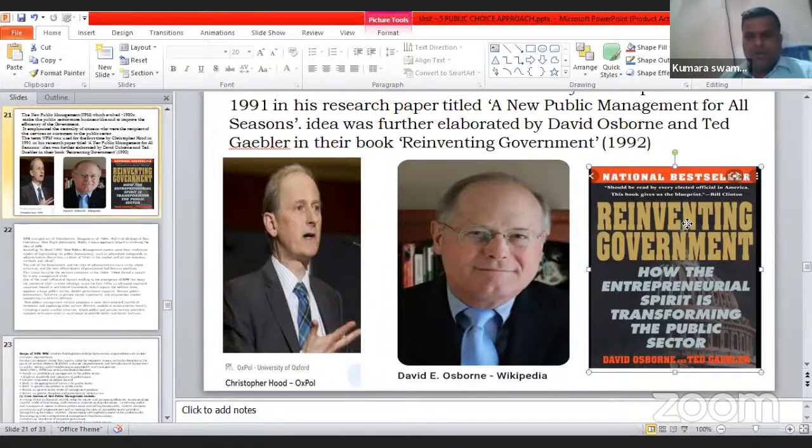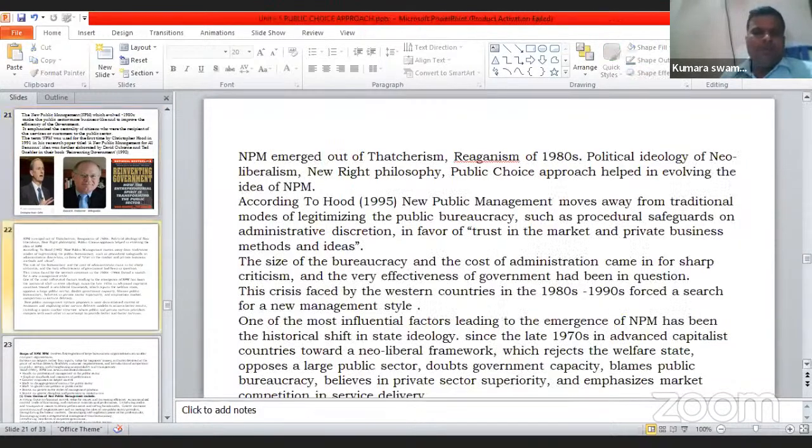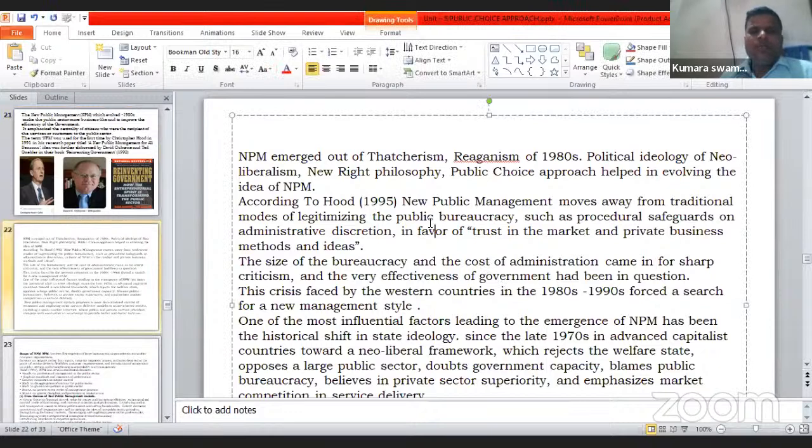And this is his book. Both David Osborne and Ted Gaebler wrote the book Reinventing Government: How the Entrepreneurial Spirit Is Transforming the Public Sector. So these are the images of the new public management authors and the prominent thinkers in this area. New public management emerged out of a Reaganian type of administration process or economic system.